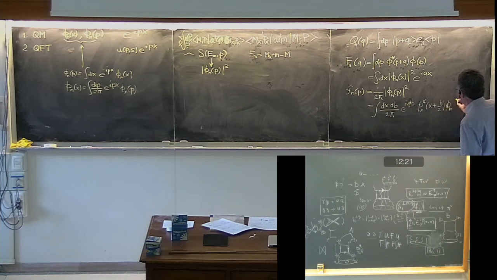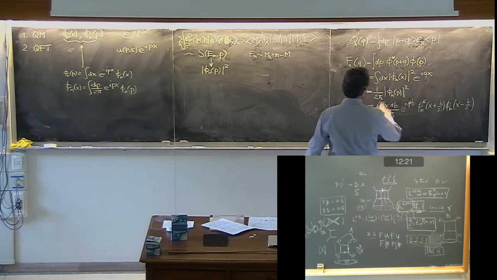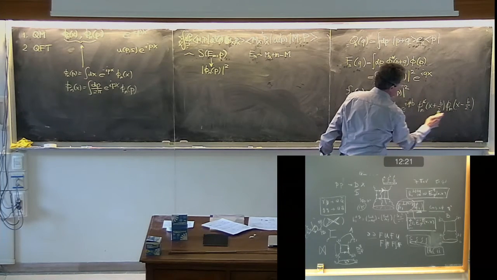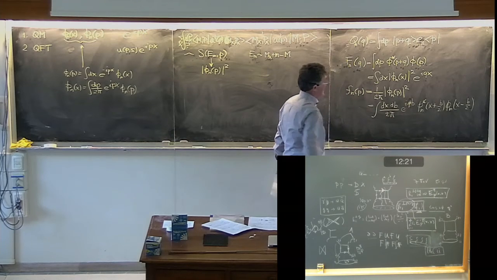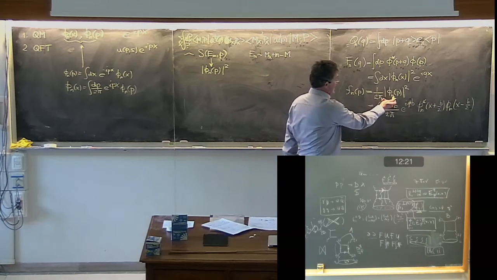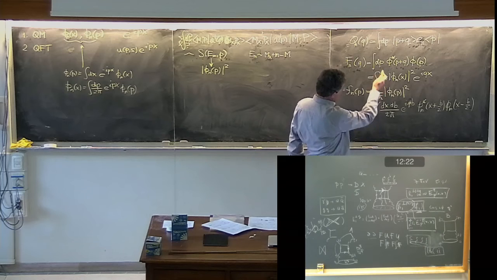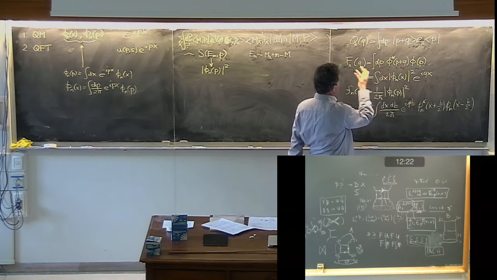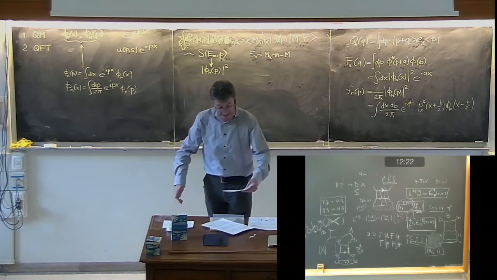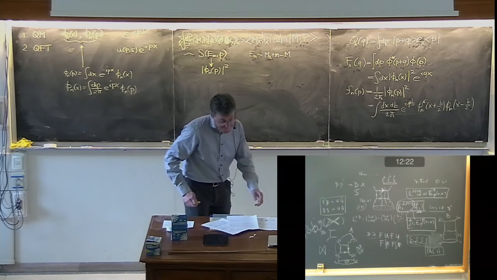And phi_n(x − b/2). So you now see non-local in momentum space, non-local in coordinate space, and essentially you get this thing, except that you have to do one step to get |phi_n(x)|² as an integral over this. And that is that information.